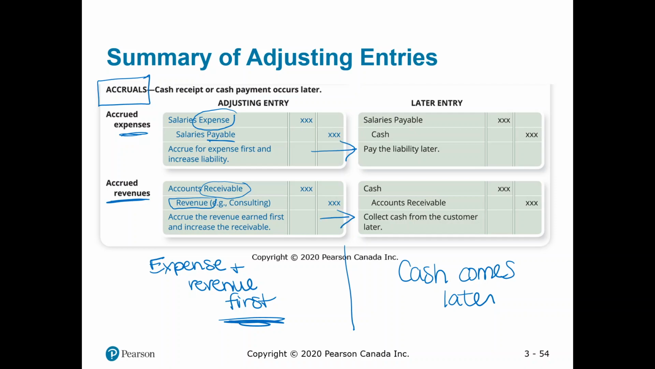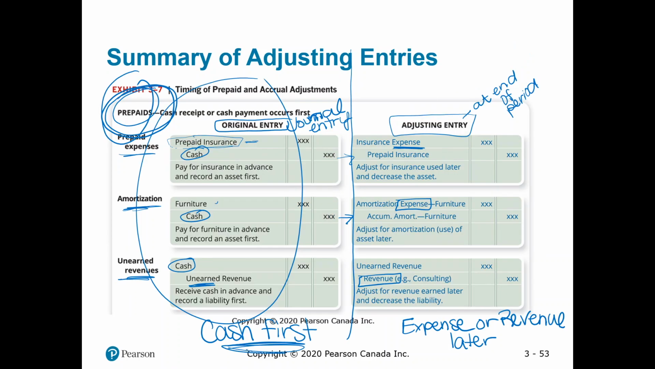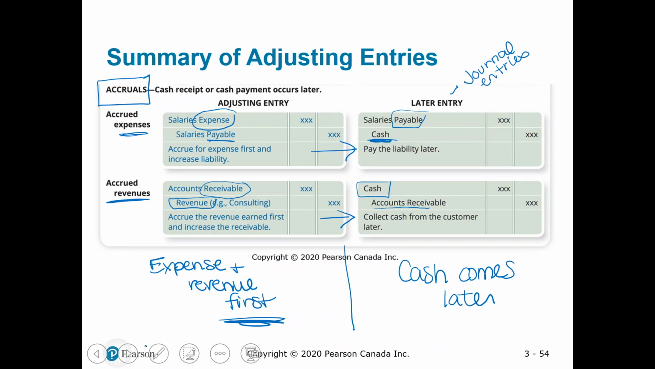So these later entries are again journal entries that are made once cash is paid or received. So we get to the end of the pay period, we actually go and pay the salaries payable, and we see the cash going out. If it's accrued revenue, we collect from the customers, so we decrease AR and we increase our cash at that point. So just another way to think of the timing of those. For our prepaids, cash comes first, expense or revenue later. For our accruals, the expense and the revenue comes first, cash comes later.